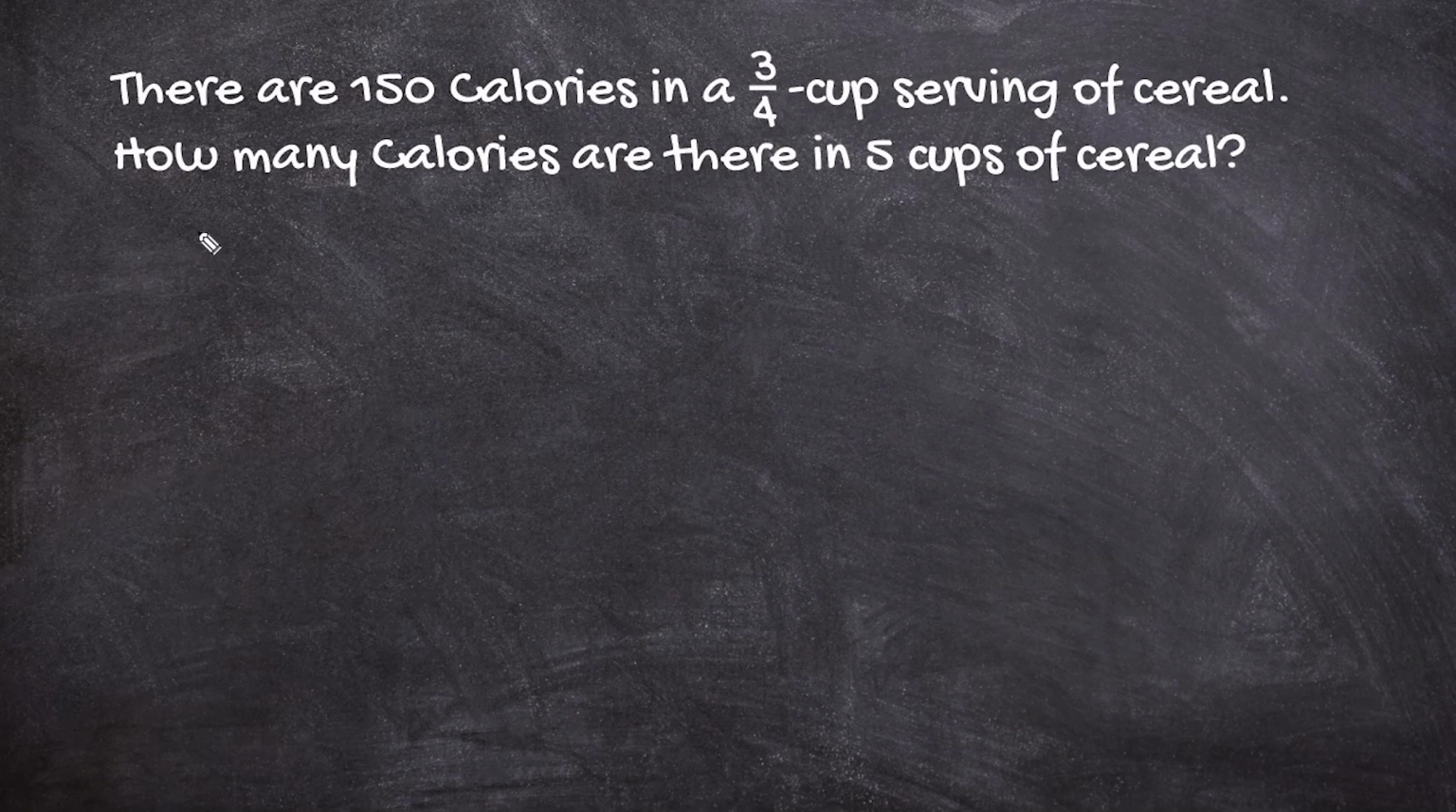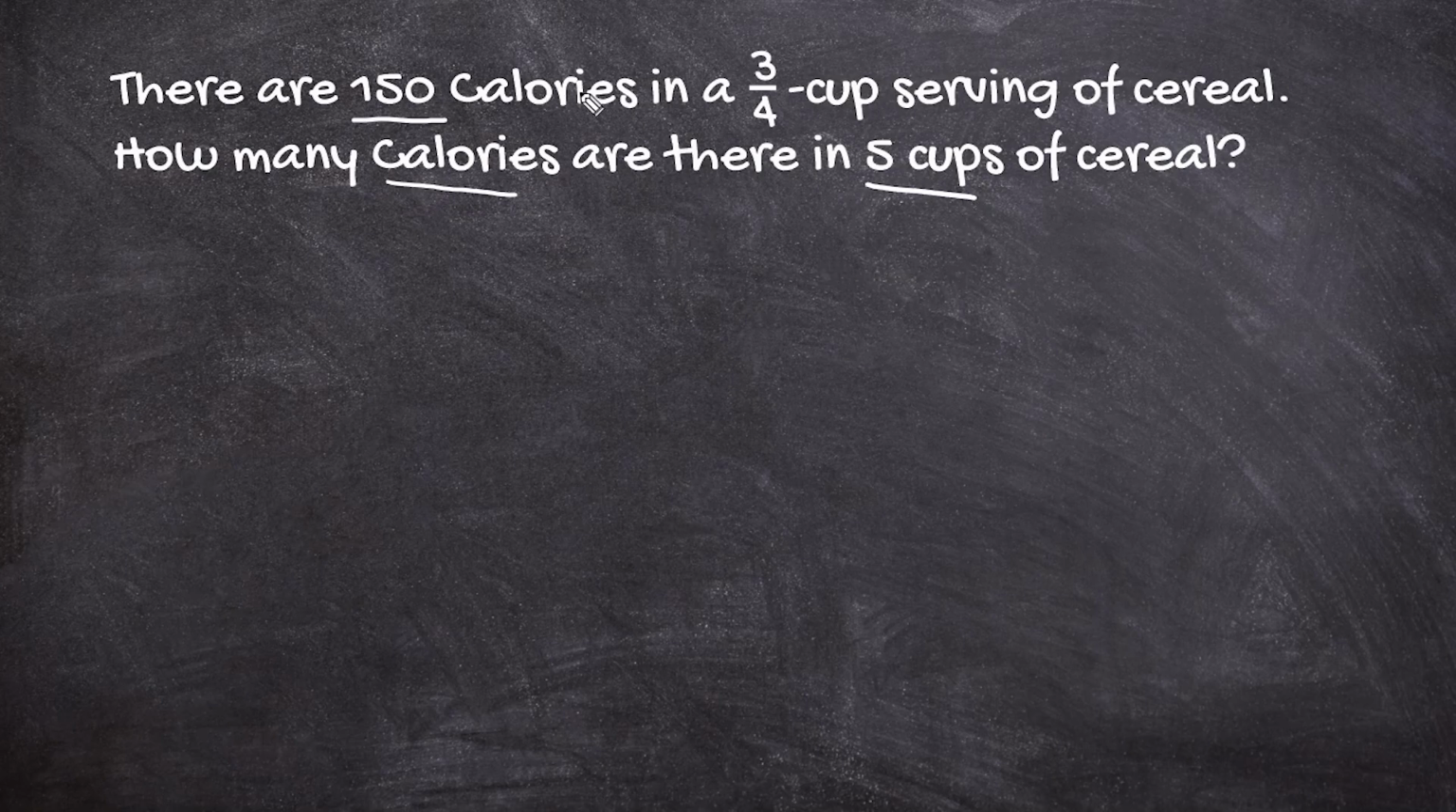All right, in this word problem, it reads that there are 150 calories in 3/4 of a cup serving of cereal. And we have to use this information to determine how many calories are there in 5 cups of cereal. Now if we knew how many calories were in 1 cup of cereal, we could just take that number and multiply by 5 because we're trying to determine how many calories in 5 cups of cereal.